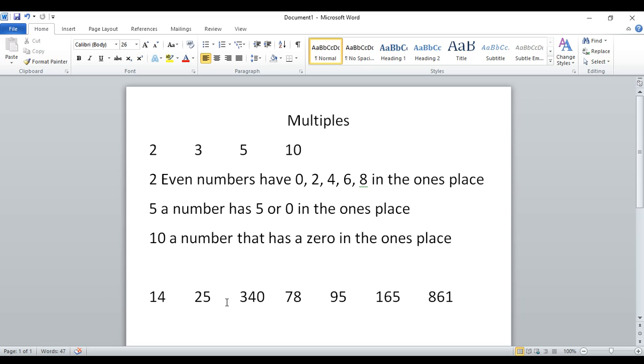And here's a bonus question. What times 10 equals 340? Did you say 34? I hope so. If you did, you're right. All right, what about 78?